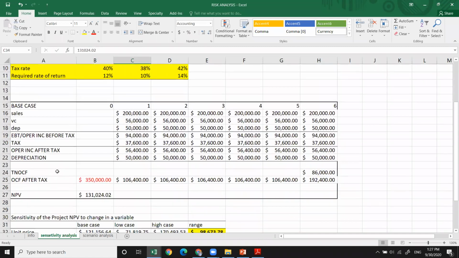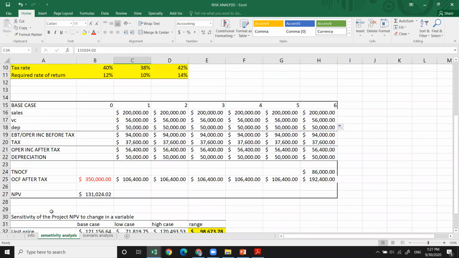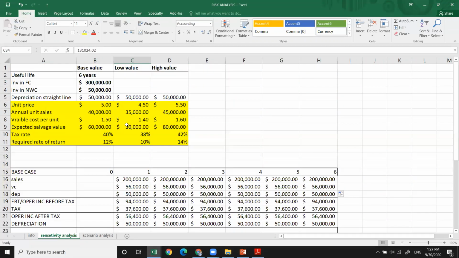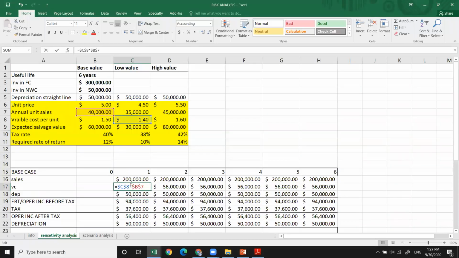Then I change the expected salvage value. My expected salvage value will not be 60, but will be 30,000. So what I do here, I put everything back into the same order, back to the base case.